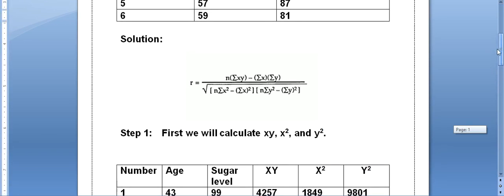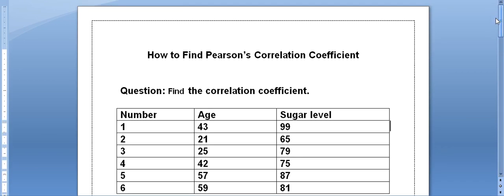So we can say that the variables age and sugar level are positively correlated among each other. Positively correlated means if the age is increasing then the sugar level is also increasing. If it is negative correlation, it means that if the age is increasing then the other variable is decreasing. So we can conclude here that the age and sugar are positively correlated.